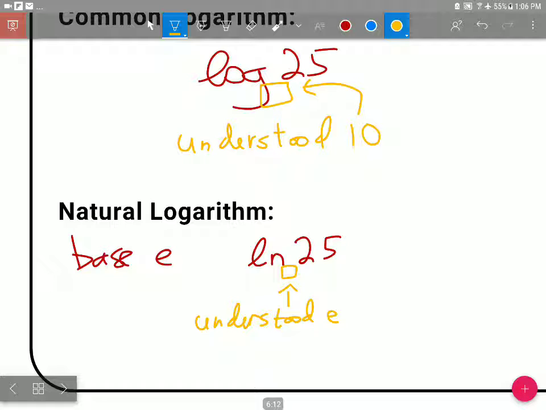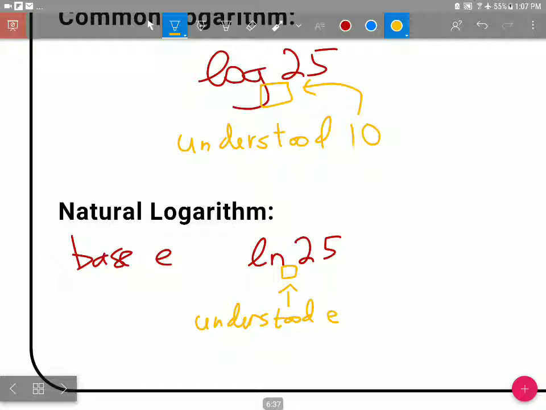The one right underneath it, right under the log button, is the ln. What is its base? e. Okay, so these happen so often they get their own button on the calculator. Okay, that is how often they happen. So ln is e.